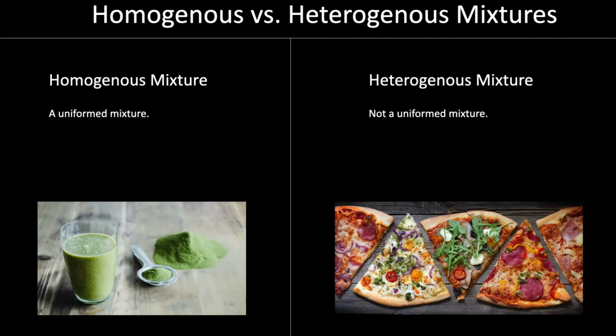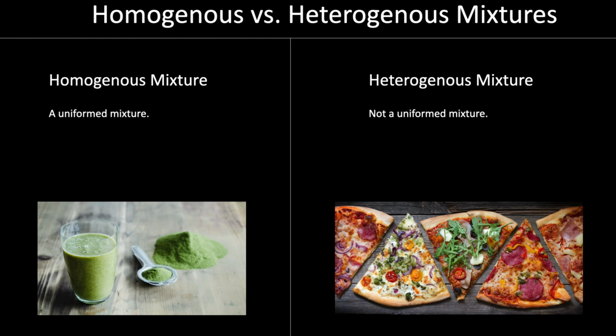Homogeneous and heterogeneous mixtures. Hetero means different. Homo means the same. Now, the homogeneous mixture is a uniform mixture. This can be like making tea, making matcha, making coffee. When you stir all these ingredients up together, it's uniform. There's no distinction between where's the sugar molecule. You can't see it. It's uniform.